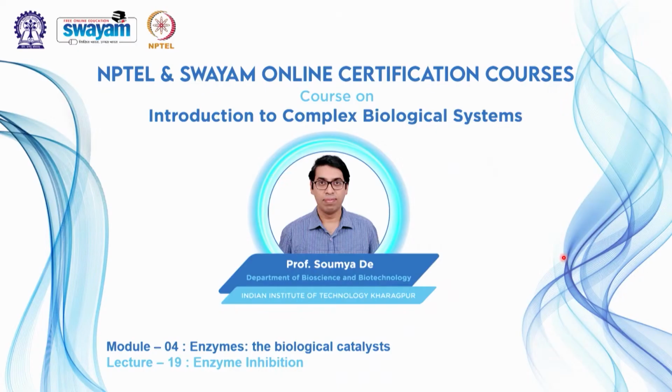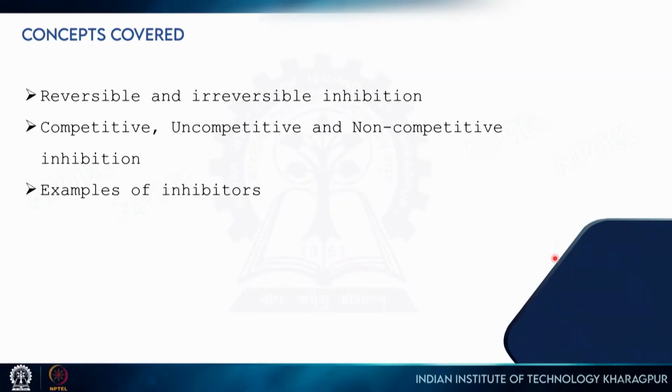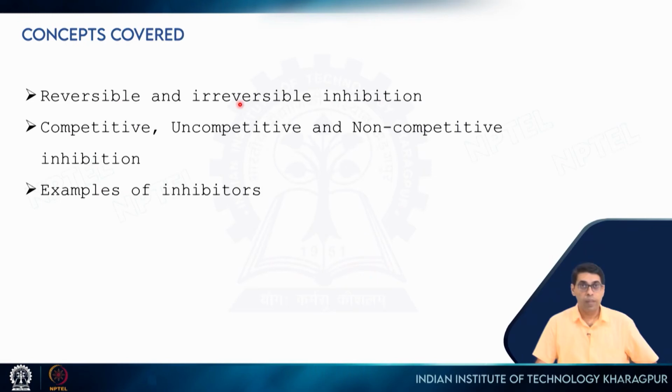Welcome back. In this lecture, I am going to talk about enzymes and their inhibitors. I am going to talk about several mechanisms of enzyme inhibition, and I will also give you examples of several very important inhibitors. So, I will discuss types of inhibitors. There are reversible and irreversible inhibitors, and under reversible there are three major types of inhibition mechanism: competitive, uncompetitive and non-competitive, and I will also give you examples of these different types of inhibitors.